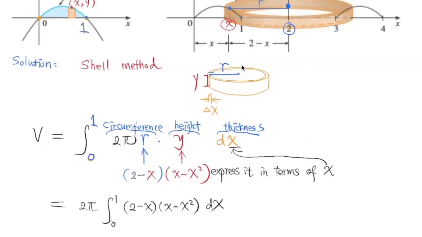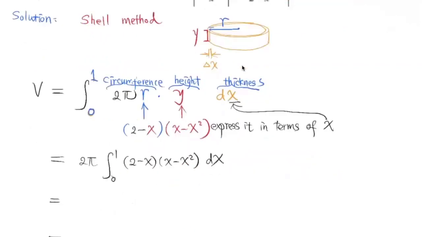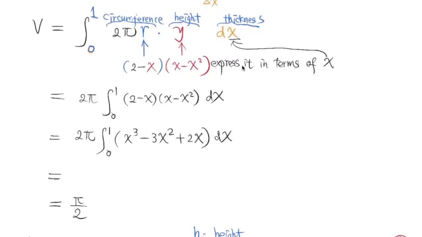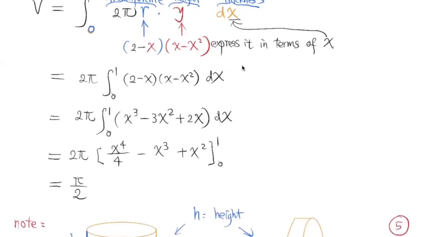Now we can take this 2 pi outside the integral and we expand this, multiply this out. So we got this. Now we find the antiderivative of each one of these. We got that. Now substitute x to be 1 and 0. Do the calculation. That turned out to be pi over 2. So that's the volume for that solid.